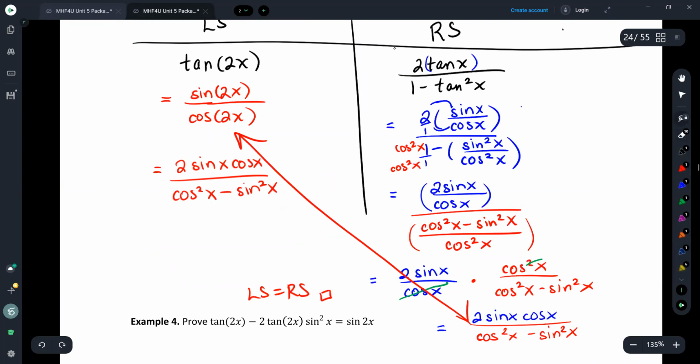For some reason, this isn't letting me erase this. Oh, well, that's okay.